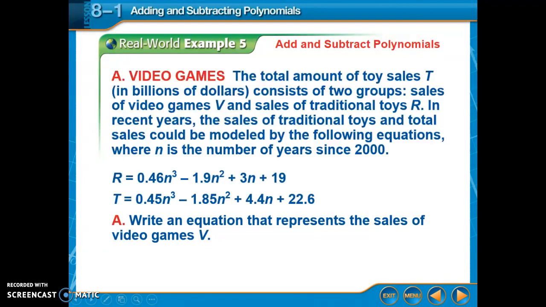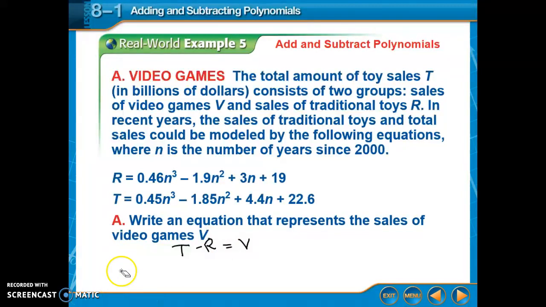So we have two types, the total amount of toy sales, which consists of two groups, sales of video games and sales of traditional toys R. Okay, so basically we want to take the total and take out the amount of video games. So in order to solve, I want to do T minus R. So the total number of games minus the traditional toys, and that's going to give me how many video games there are.